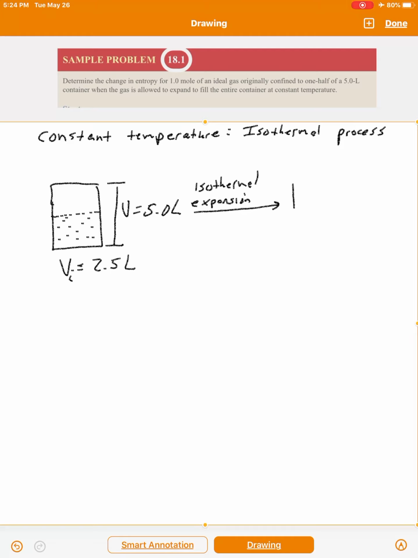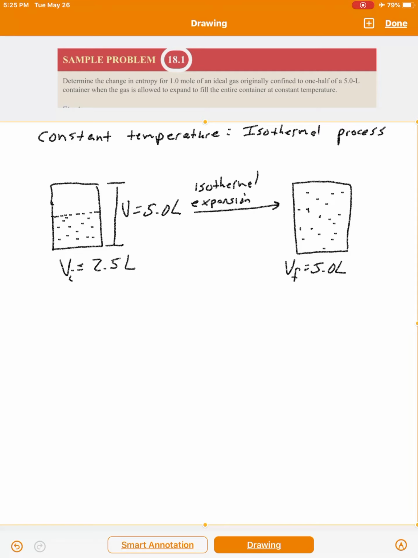So now the volume of the gas is 5 liters. Okay. The final volume is 5 liters.